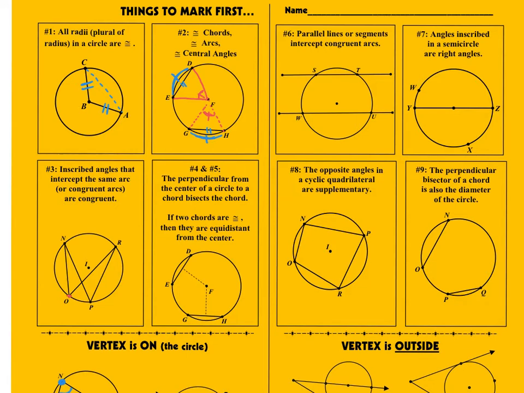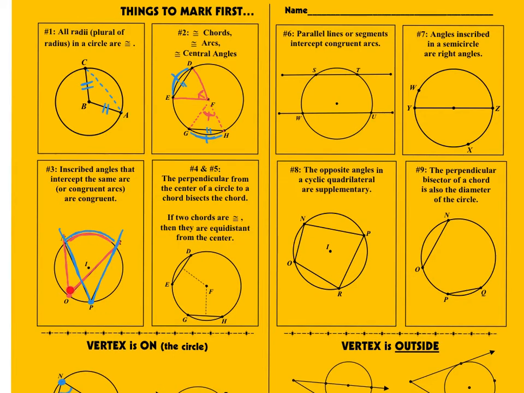So from this vertex O, I'm going to color this angle right here. I'm going to extend it. And what I'm going to see is that I have this intercepted arc right here. Then I'm going to look at this angle P, where P is on the circle, and I'm going to extend its sides. So its intercepted arc is right here. Notice that their intercepted arcs are the same.